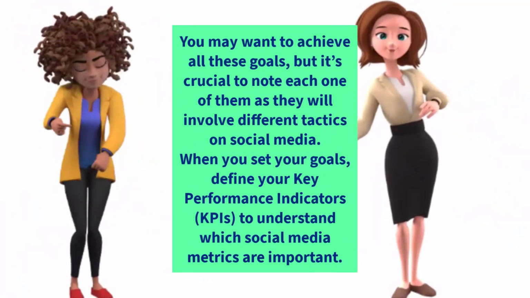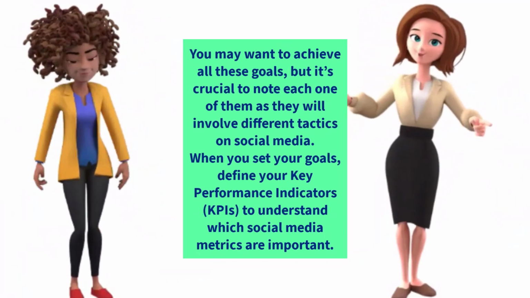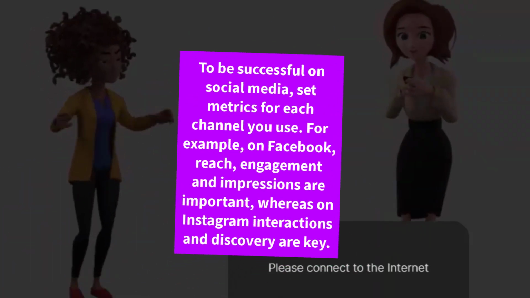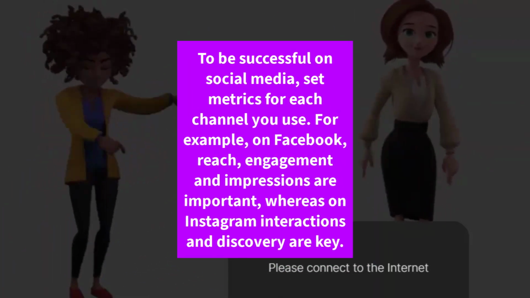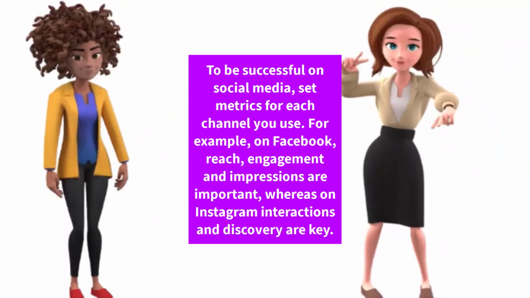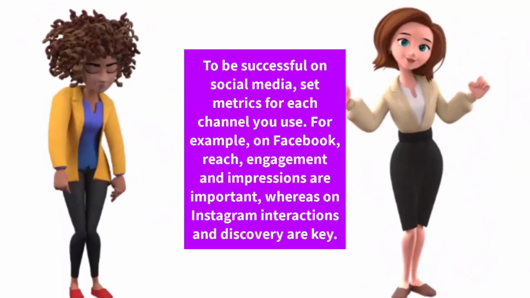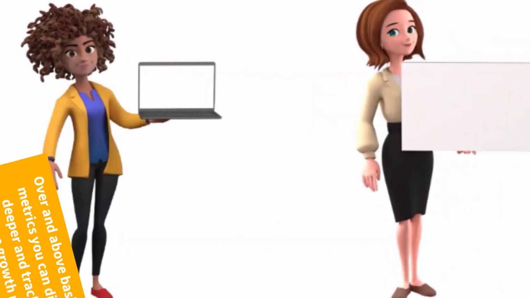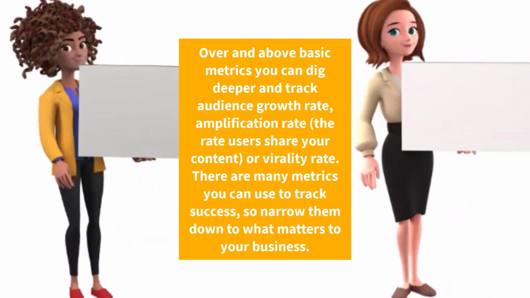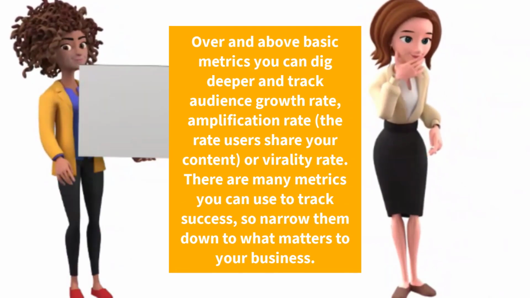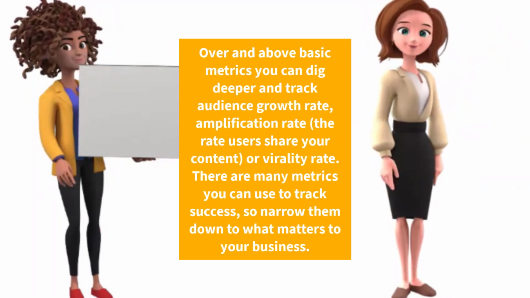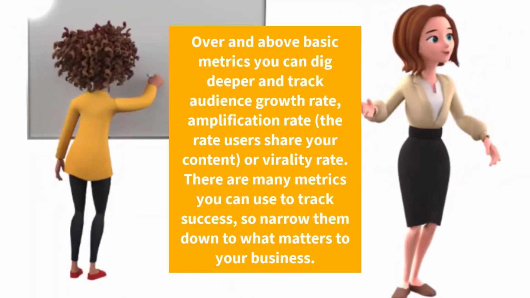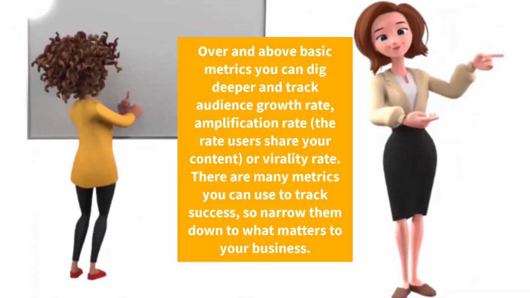When you set goals, define your key performance indicators, KPIs, to understand which social media metrics are important. To be successful on social media, set metrics for each channel you use. For example, on Facebook, reach, engagement, and impressions are important, whereas on Instagram, interactions and discovery are key. Over and above basic metrics, you can dig deeper and track audience growth rate, application rate, the rate users share your content, or virality rate. There are many metrics you can use to track success, so narrow them down to what matters to your business.